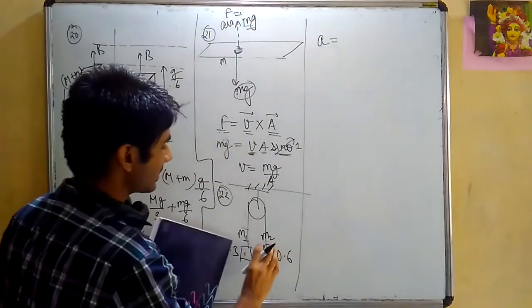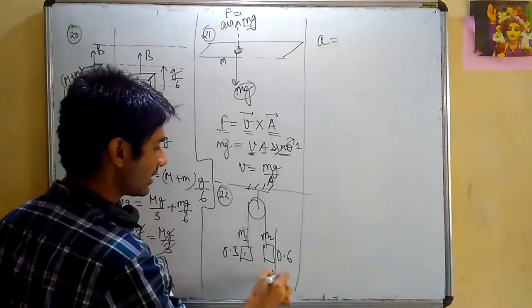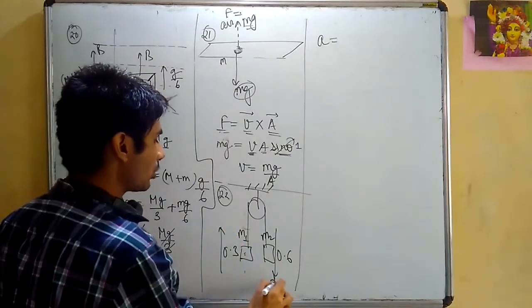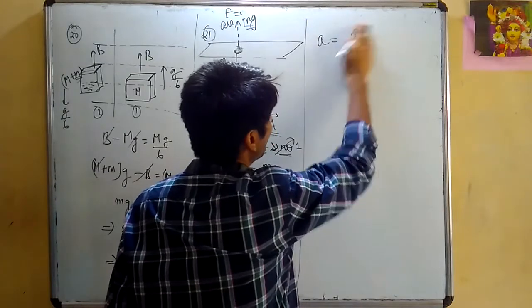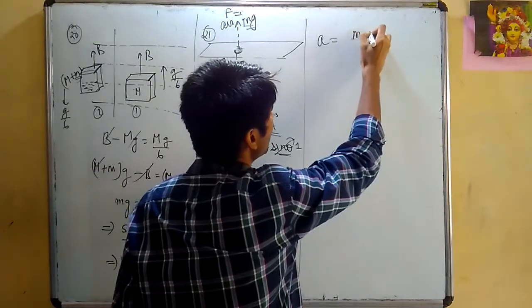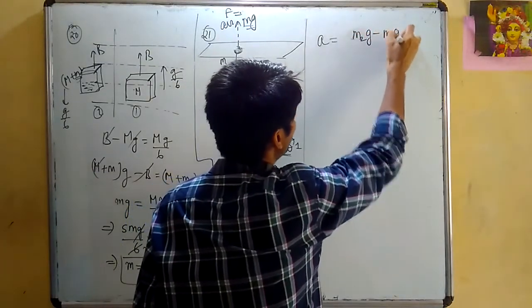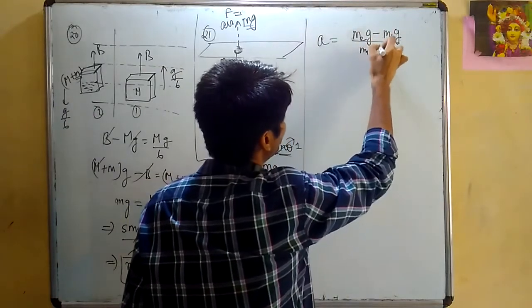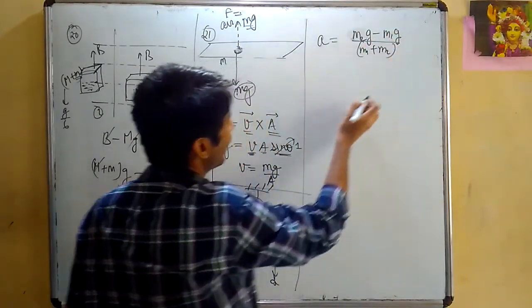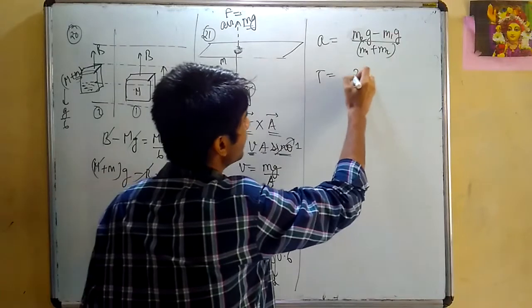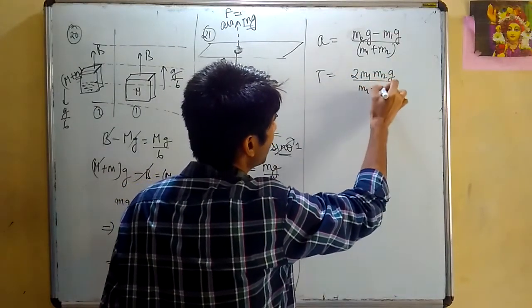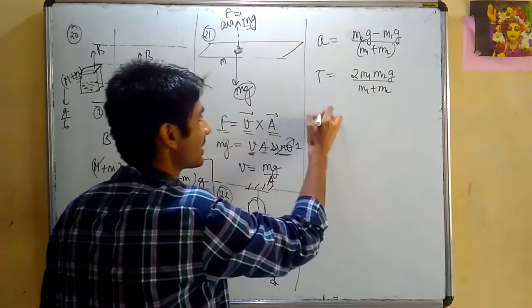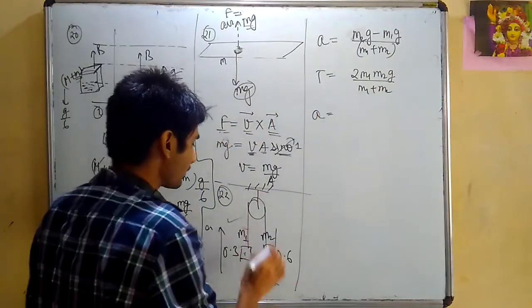See, this is heavier, so this will go down naturally and this will go up, both with an acceleration of A. So the shortcut to find A is the weight of the heavier mass minus the weight of the lighter mass, divided by the total mass. This is the formula for acceleration. The value of tension always comes out to be 2 m1 m2 g by m1 plus m2. You can directly use this formula and get the result. So what is the acceleration?